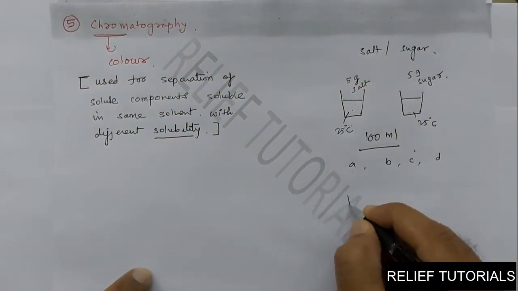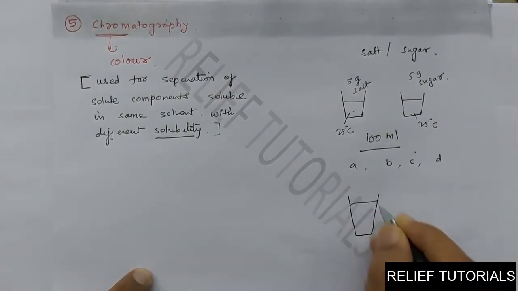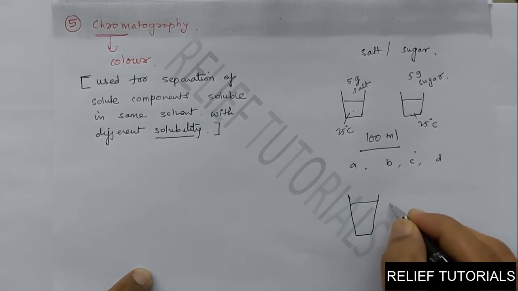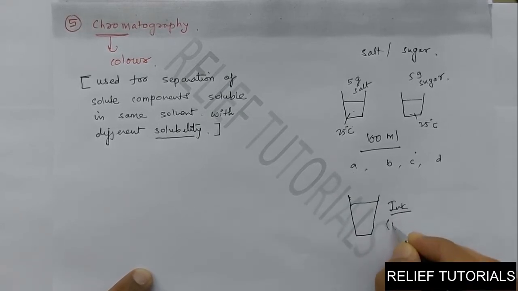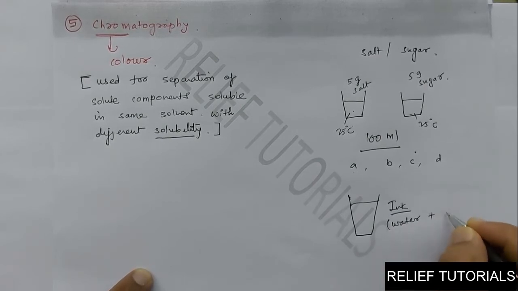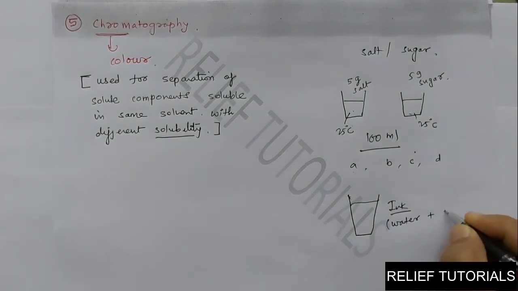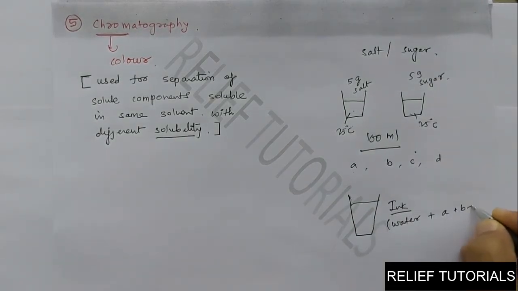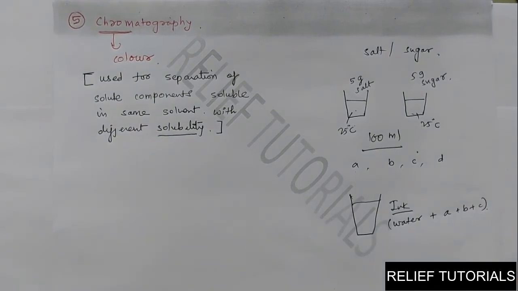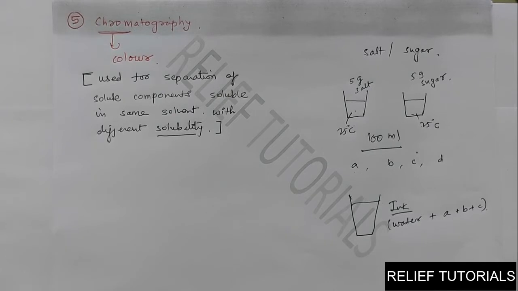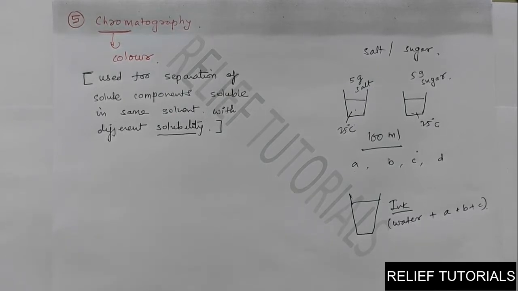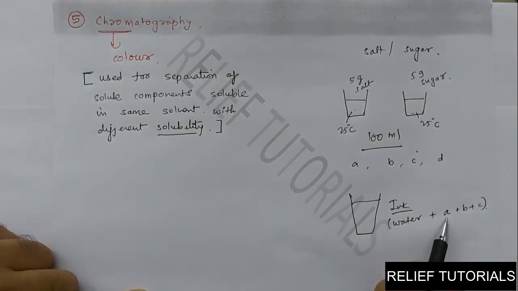Now consider you have a mixture. Let us say this mixture is ink. Ink means water plus colored dyes. Let us say it contains three different colored components, A, B and C, and then the ink is formed. Many types of inks are available in the market, in different colors. It is not always necessary that every ink is made up of water and only one color. No, it may be made up of water plus 2 or 3 different colored components.